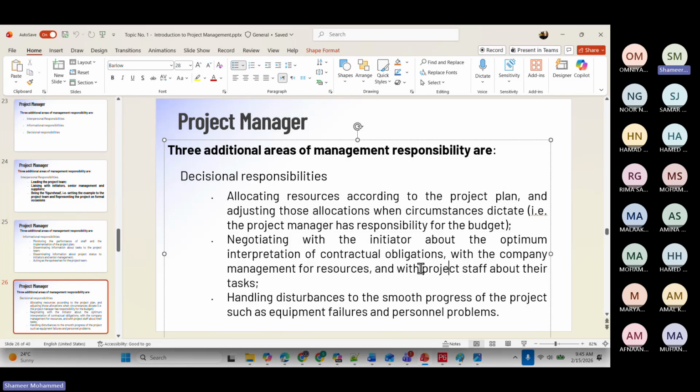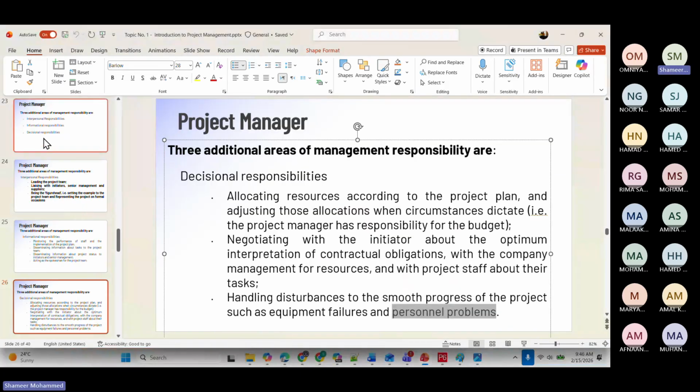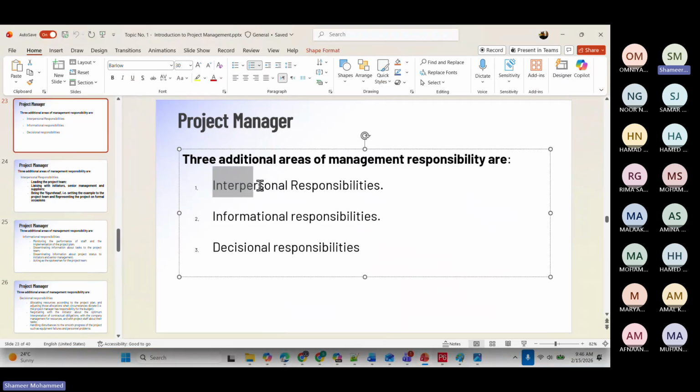Solve the problems of the staff. If there are any problems, check if there is smooth progress in the project or not. The hardware should not fail. Software should not fail. If there are any problems with the people, for example, Noof is not talking with Amina or Amina is not cooperating with Noof, the manager has to solve the problems. So this is the decisional responsibility. So the three responsibilities are interpersonal, informational, decisional.